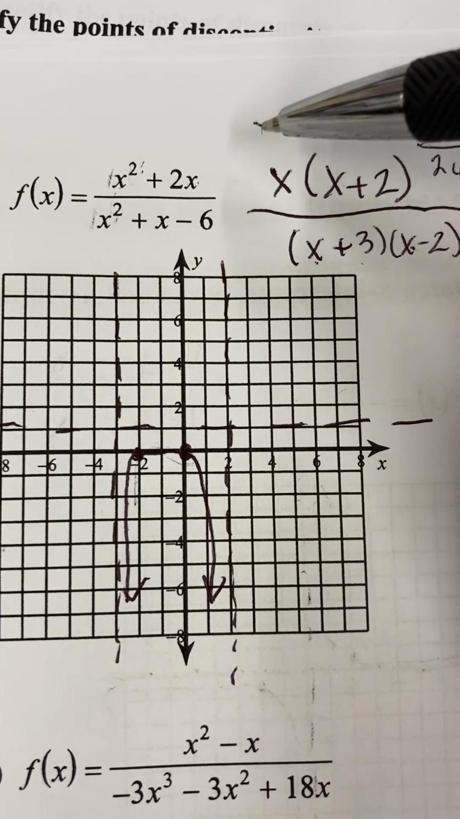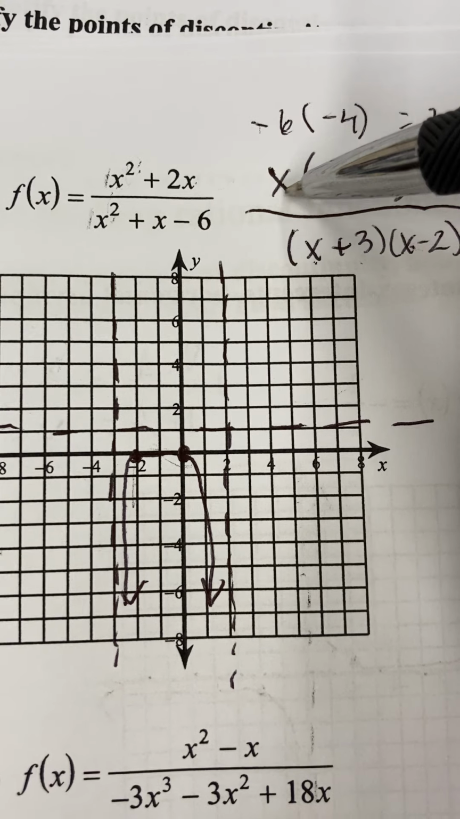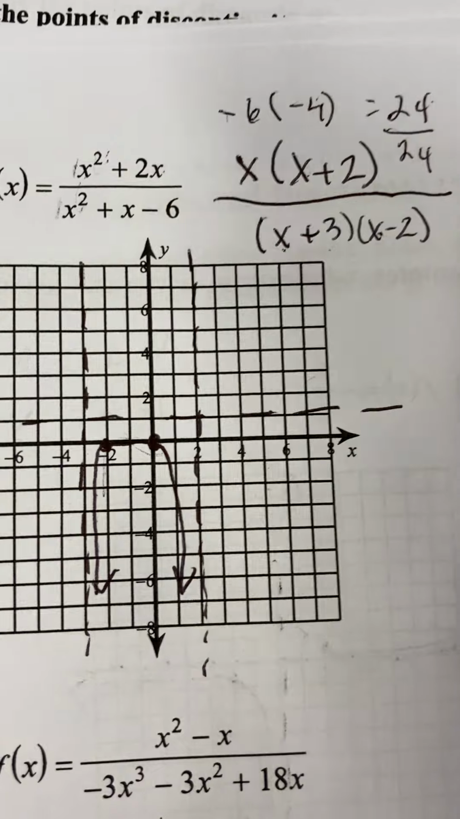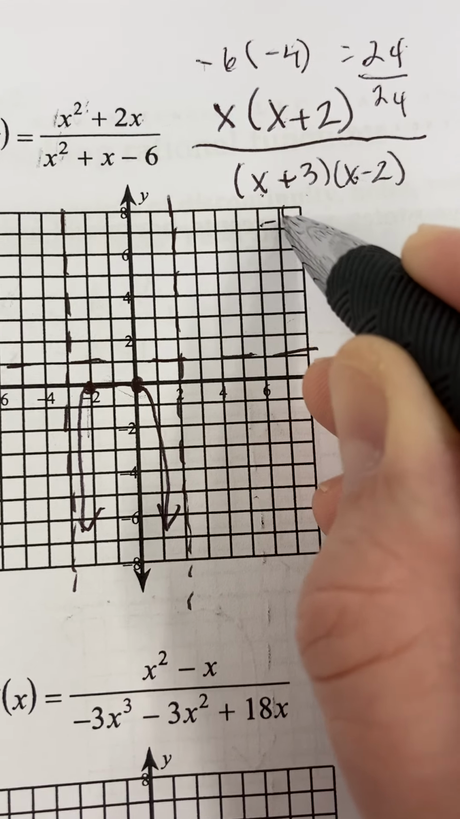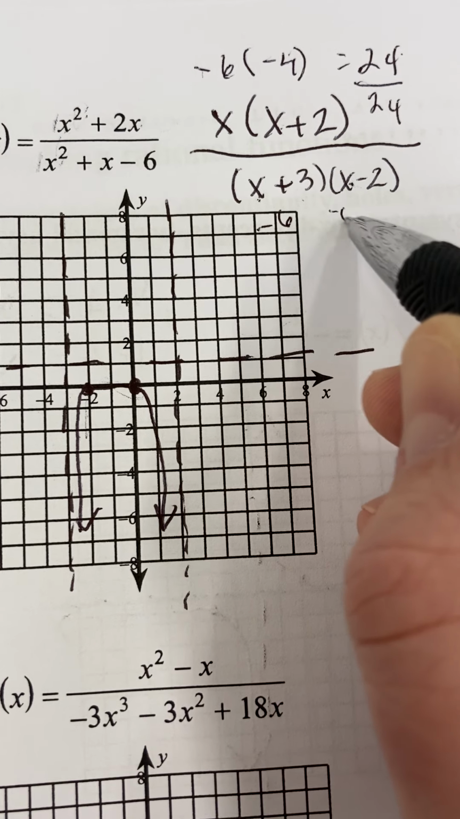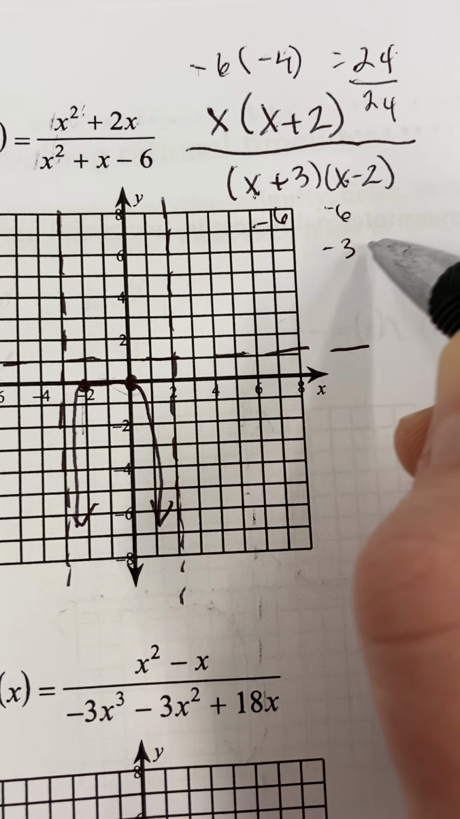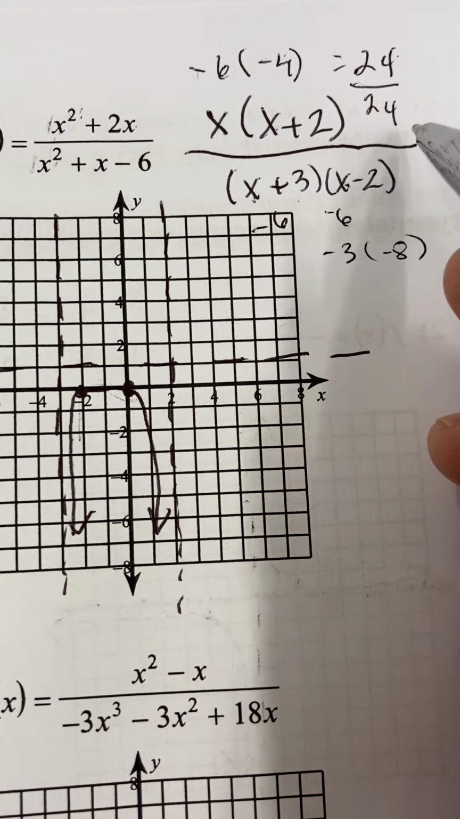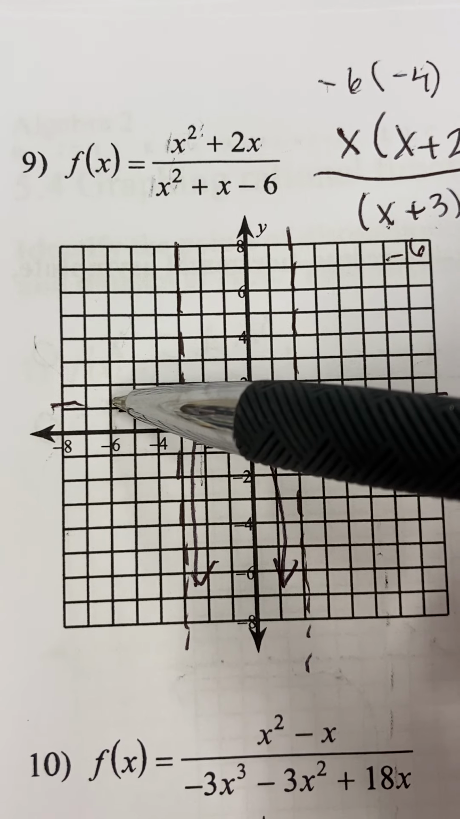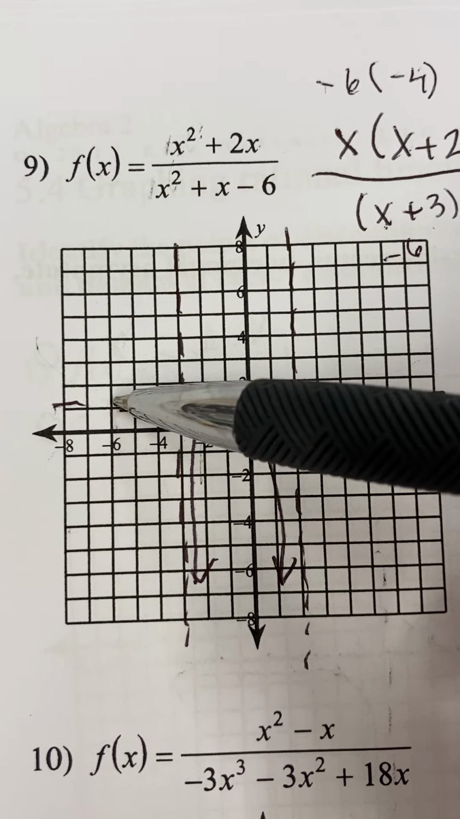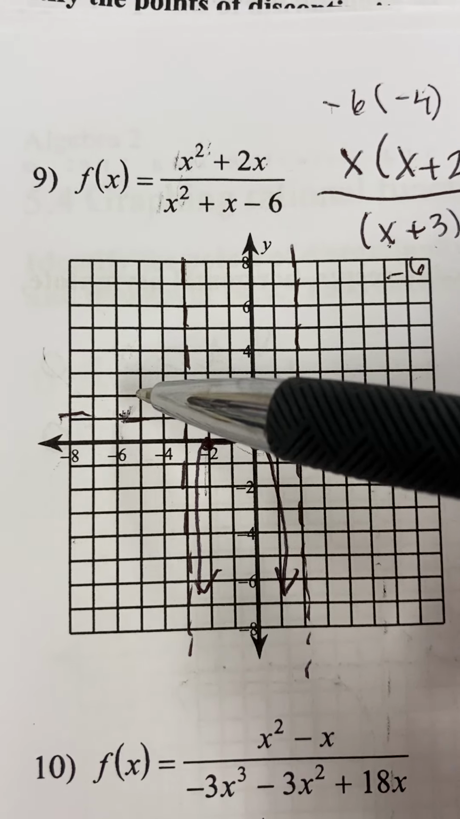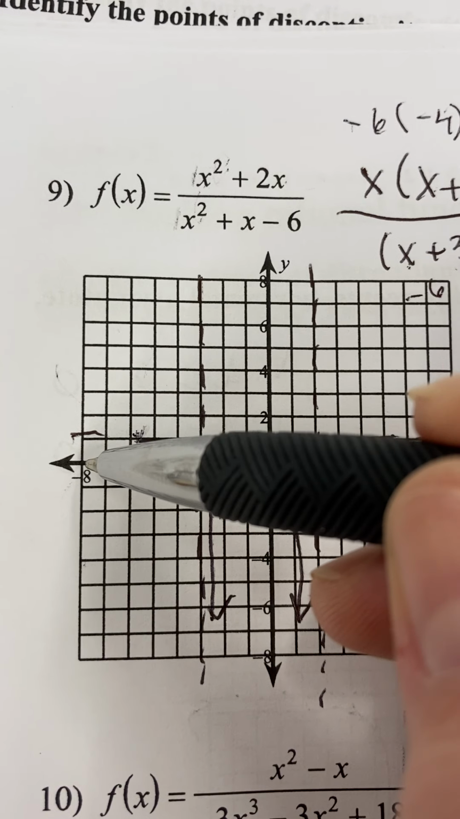What did I do wrong here? So -6 here, -6 here, multiply gives me 24. If I put -6 here, I get -3. If I put a -6 here, I get -8, which is a positive 24, gives me 1. Okay, so 1 is right here. No, it's going to be really close to that. So it is above.